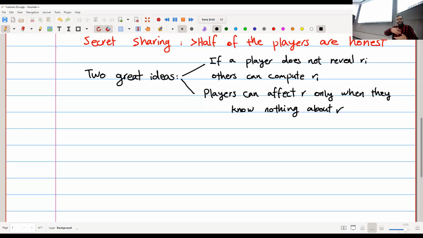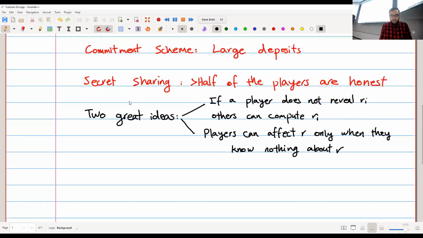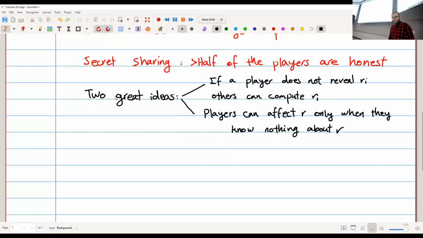You're not increasing your chances of winning the lottery, but you're definitely going to lose your deposit. So in a sense, this is some disincentive for cheating, making sure that whenever you want to cheat, you can't really know if your cheating is going to help you. You cannot even compute an expected value and say that on expectation, my cheating will help me. So these are the two great ideas we had from secret sharing, and we want to keep this. So let's see if we can somehow apply these ideas to our original scheme where we had commit and reveal.